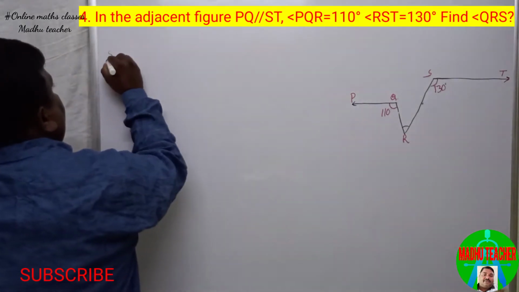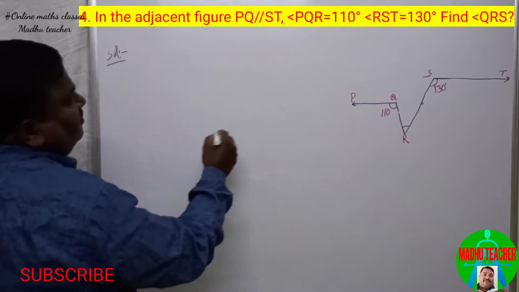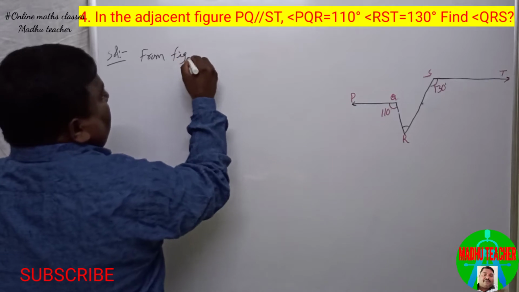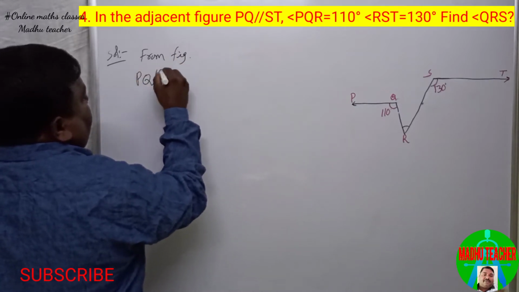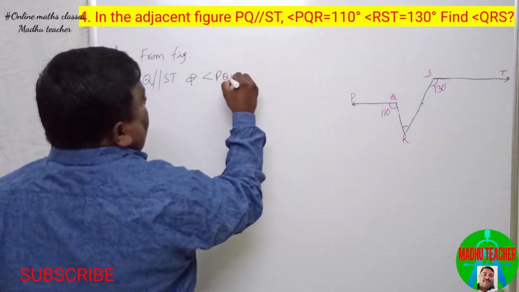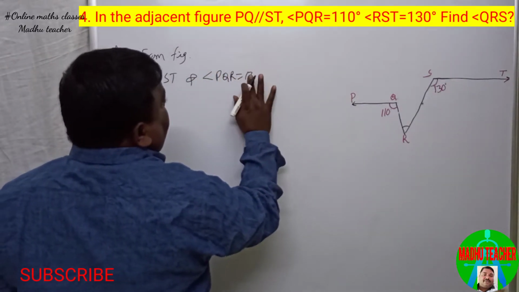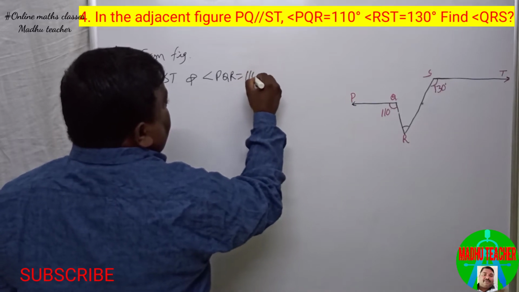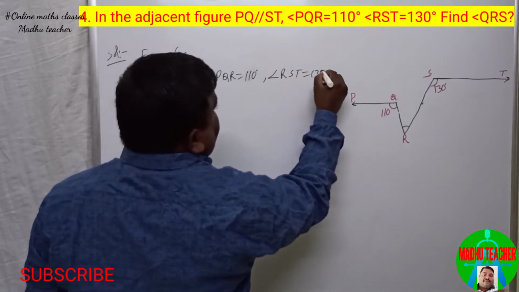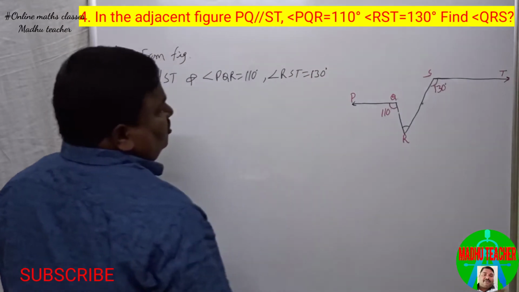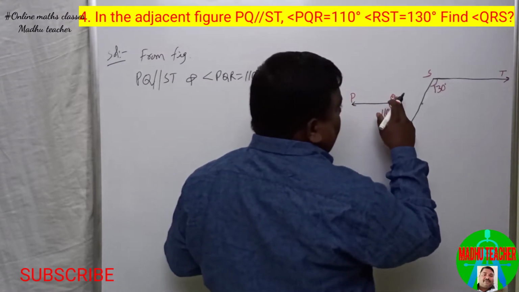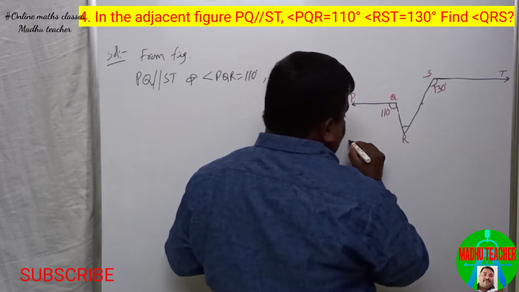Okay, so first of all, you have to write the given. From the figure, PQ is parallel to ST and angle PQR equals 110 degrees. Angle RST equals 130 degrees. These two are given in the question. I am drawing a line parallel to ST through R.